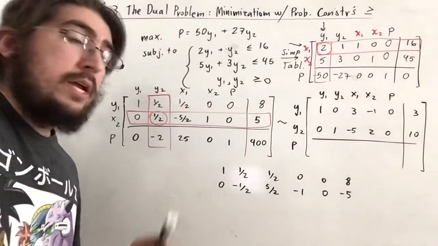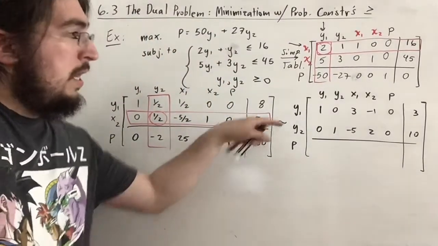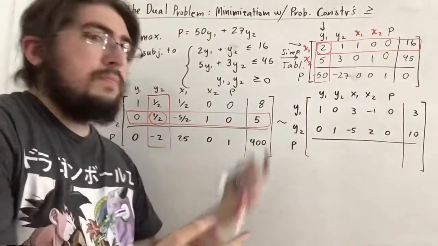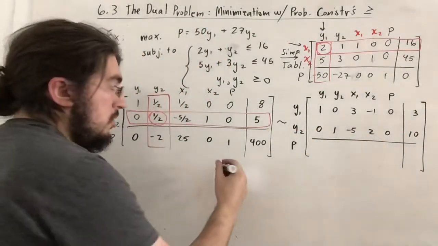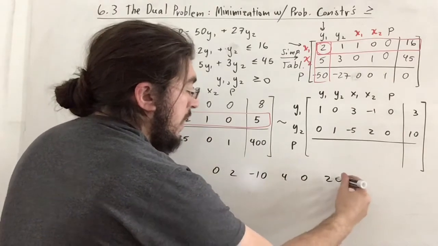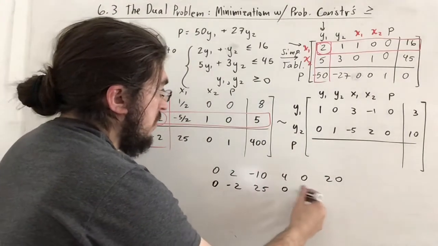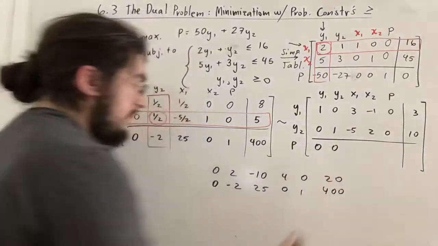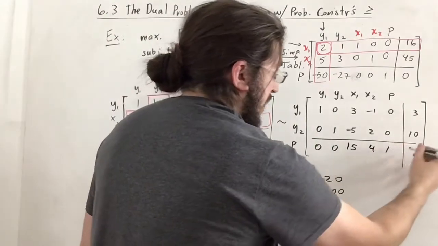Whew, nice, so let me erase the work here, and let's do the bottom row finally. What do we multiply this pivoting row by to match this -2 by its opposite, so by 2? Multiplying every entry in this row by 2 will give us 0, 2, -10, 4, 0, 20. Adding it to the original row 3, which is 0, -2, 25, 0, 1, 400, we get 0, 0, 15, 4, 1, and 420.